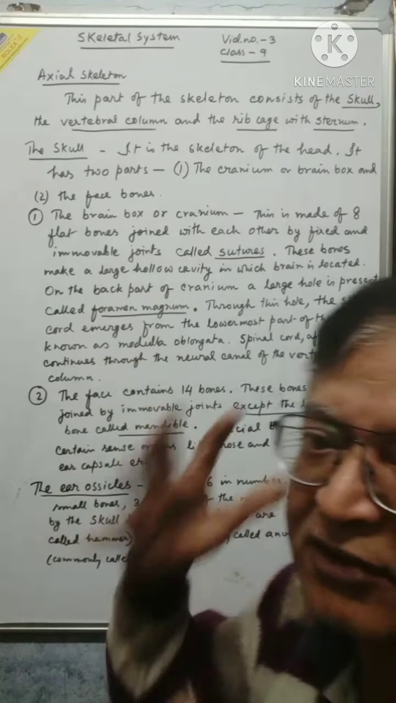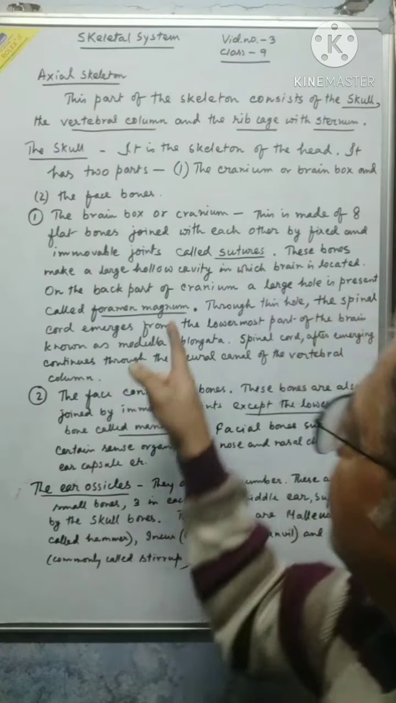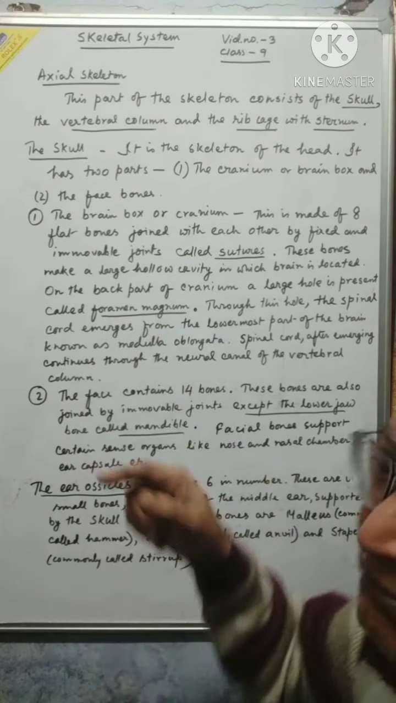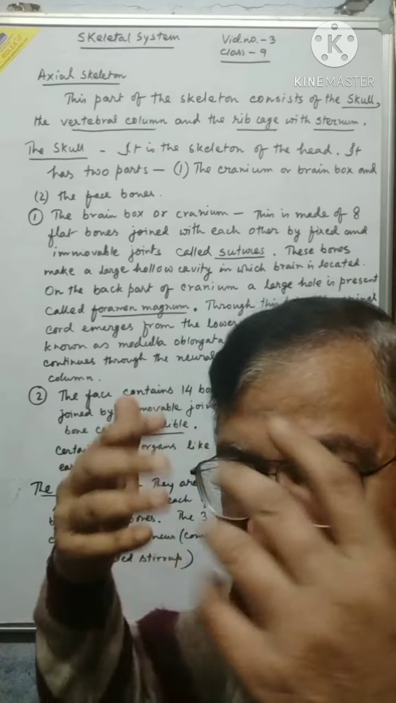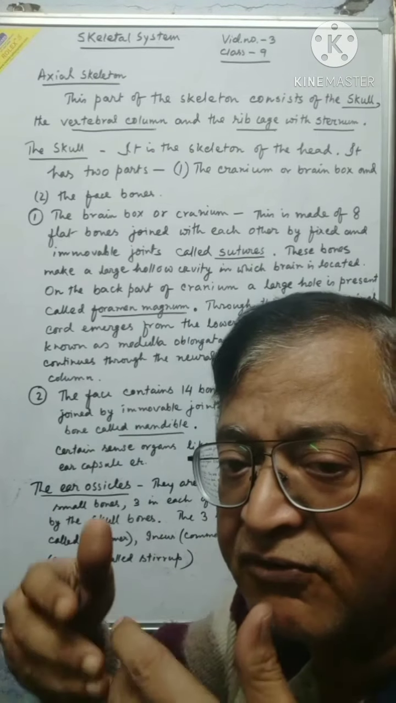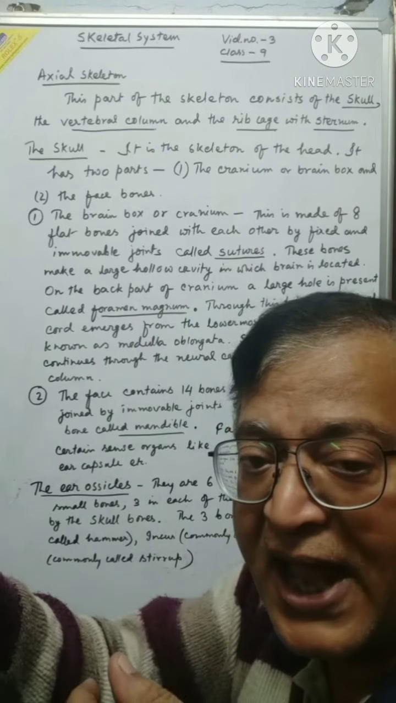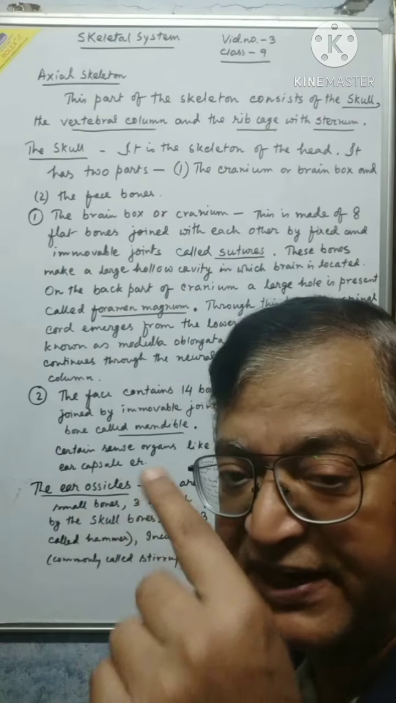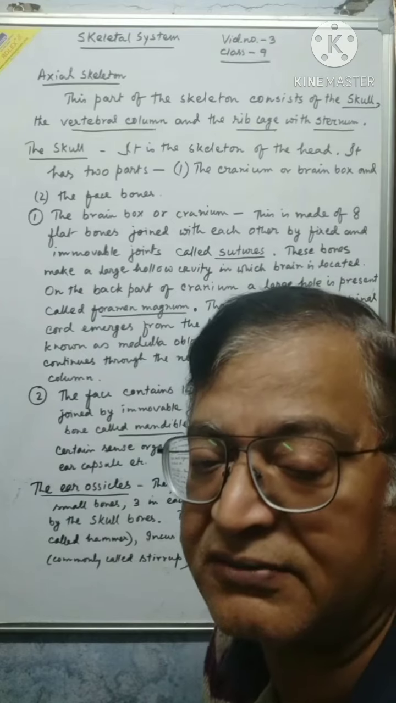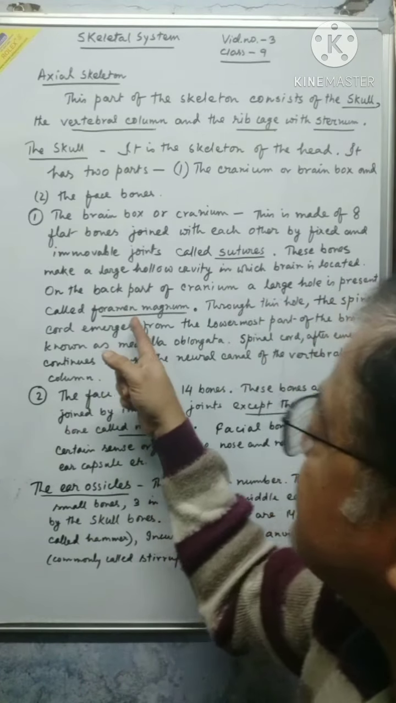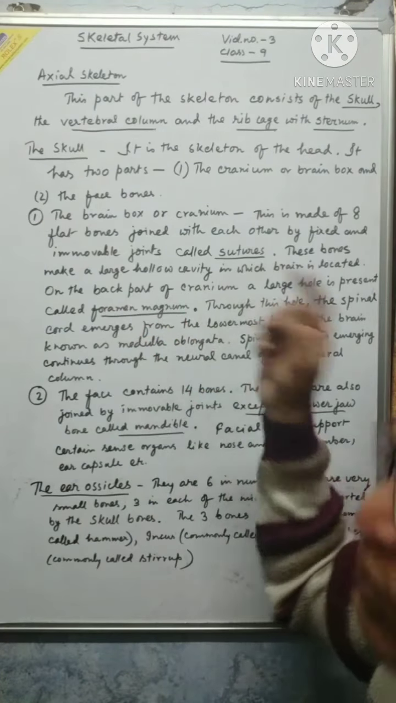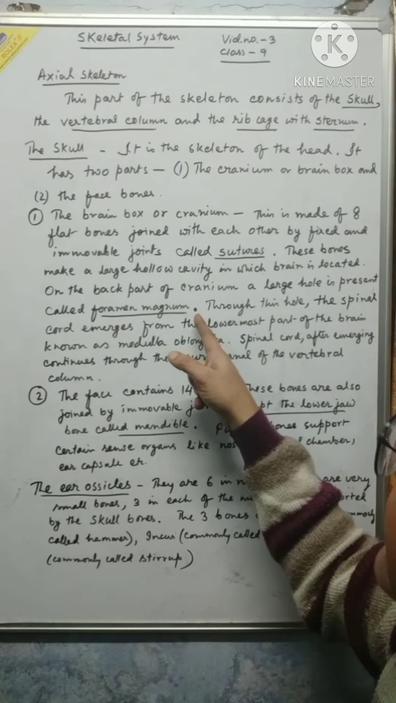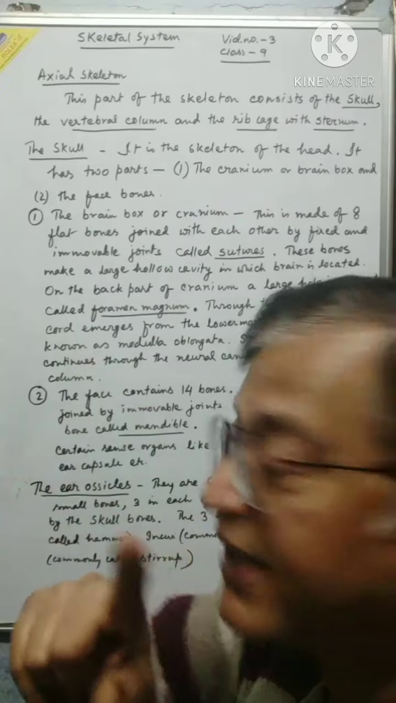On the back side of the cranium, there is a large hole called the foramen magnum. The brain has a connection with the whole body. For that reason, it has to have a connection with the spinal cord. The spinal cord maintains the connection with the lower portion of the body. So this foramen magnum, a large hole at the back of our skull, maintains the connection between the brain and spinal cord.